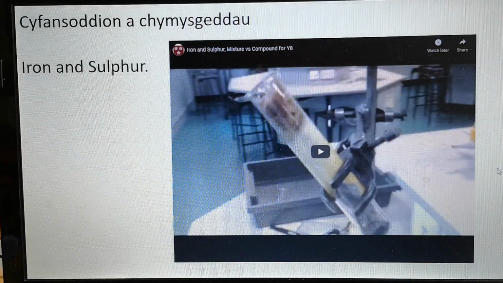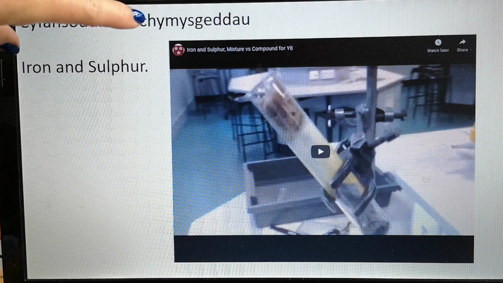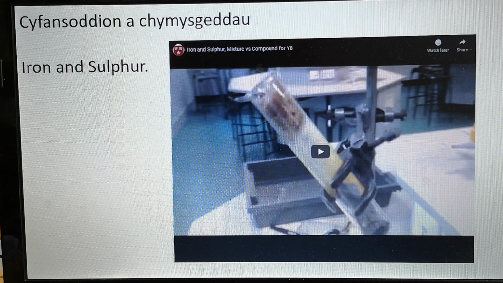Okay, so a little bit more about mixtures and compounds. Sorry, I haven't translated that here, so here's a learning point. Cyfansoddion is compounds in Welsh, and cymysgeddau is mixtures in Welsh. Okay, so compounds and mixtures.